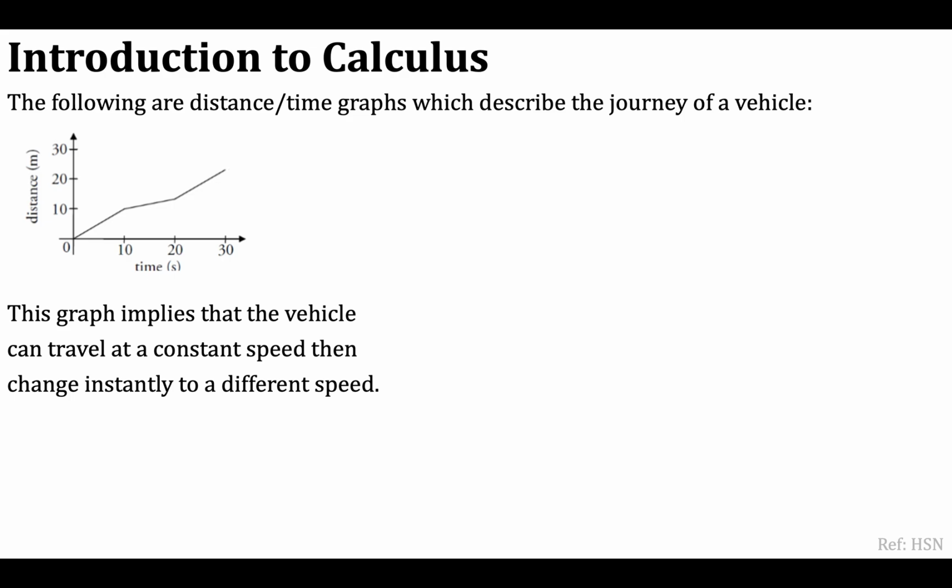Now, what this graph implies is that this vehicle can travel at a constant speed. So the minute this starts moving, it's going at a constant speed, it then changes instantly to another speed, stays at that speed, and then changes instantly again to another speed. Now, if you were in the car and you were going for a drive, that's not actually realistic. The speed increases gradually. It doesn't just go at a constant speed to start with.